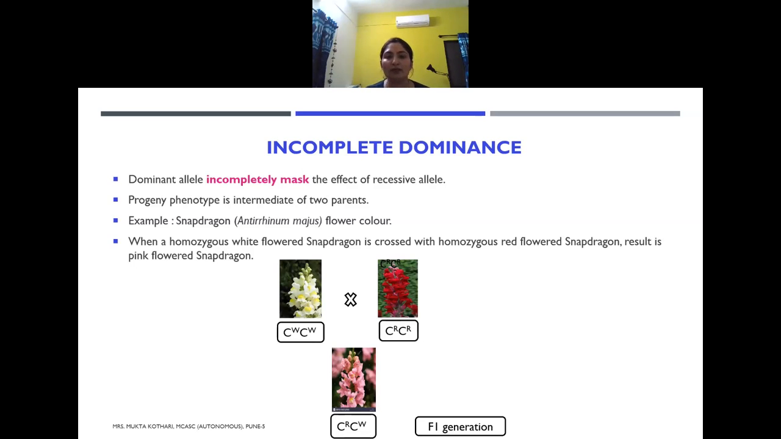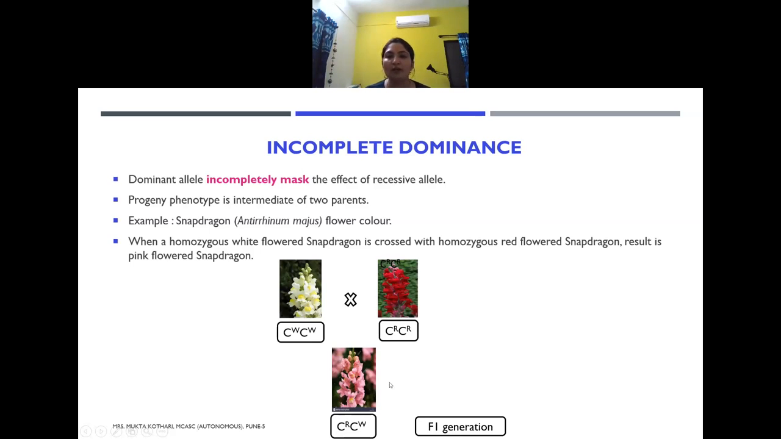As you can see here, I have given an example of snapdragon flower color. If you cross the white color flower species with the red color flower species of snapdragon, the F1 progeny, in normal condition, should show red flowers because red is dominant over white. But instead, it shows pink color flowers. Why does this happen? Because of incomplete dominance. The red allele in the heterozygous form cannot fully mask the activity of the recessive allele, and that is why the F1 generation shows pink color flowers.